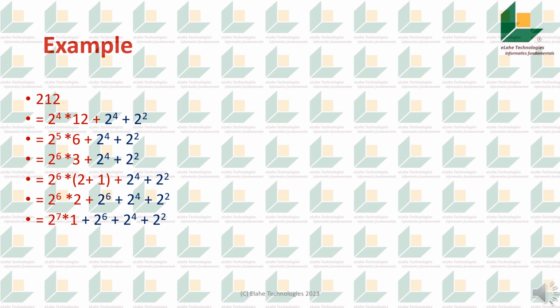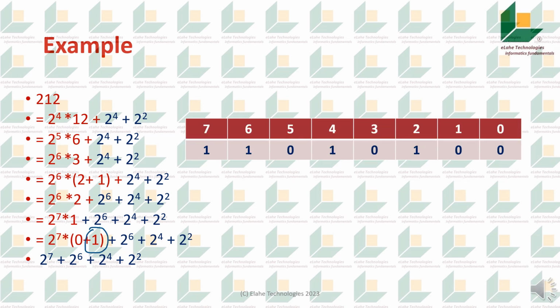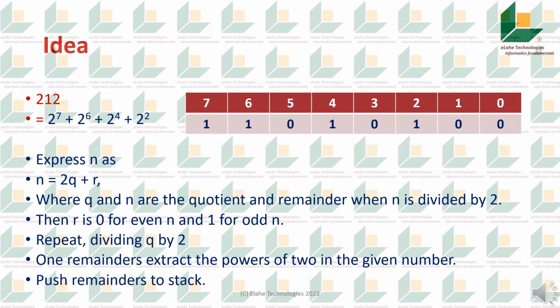This in turn equals 2 to the power of 7 times 1 plus 2 to the power of 6 plus 2 to the power of 4 plus 2 squared. This in turn equals 2 to the power of 7 times 0 plus 1 plus 2 to the power of 6 plus 2 to the power of 4 plus 2 squared. This equals 2 to the power of 7 plus 2 to the power of 6 plus 2 to the power of 4 plus 2 squared. If we now encode this in binary, we have ones in bit positions 2, 4, 6, and 7. Hence the binary equivalent of 212 is 11010100.